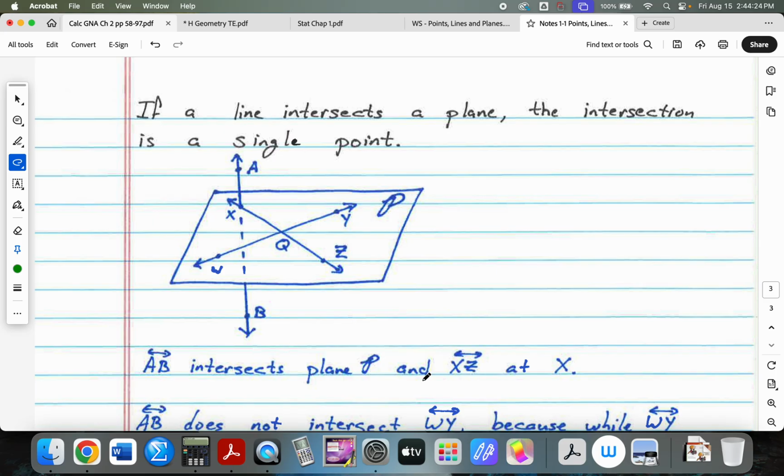So if a line intersects a plane, the intersection is a single point. I will expect you to be able to do a diagram like this. This is probably about as complicated as it gets for ones that I would expect you to do. So in this diagram, what's happening is this. You've got plane P. That's this red piece of paper. Okay? Line AB is sticking out of the paper, something like that.